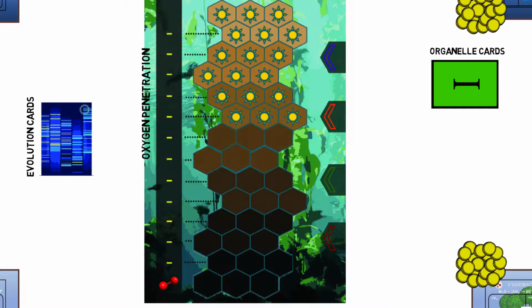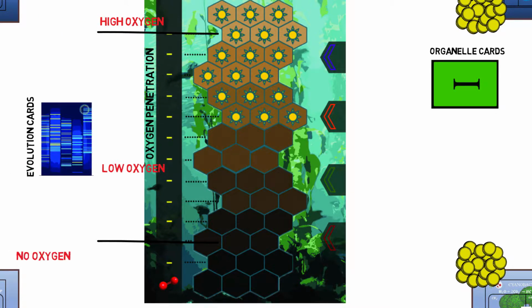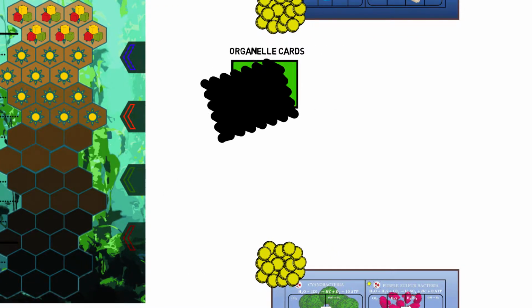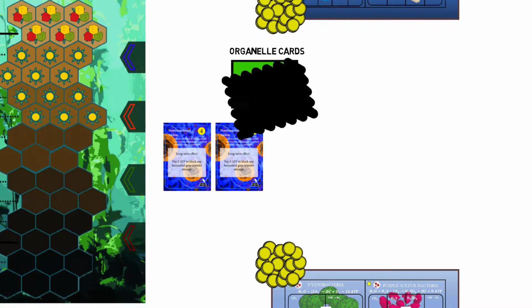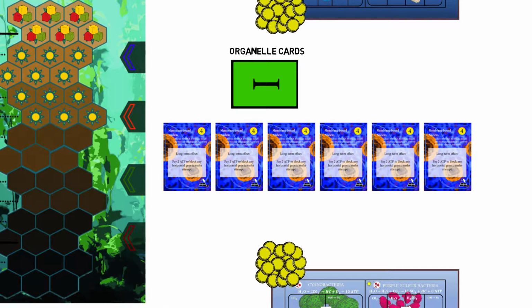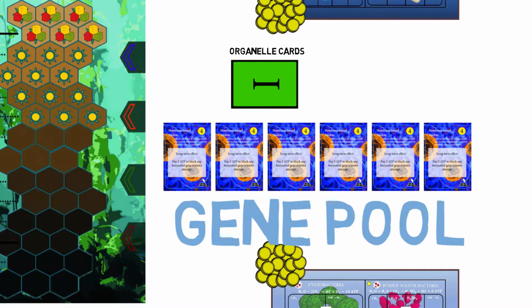On the central board, place the 2 oxygen penetration markers indicating the regions of high, low, and no oxygen. Place the initial resources as stated in the instruction manual on the hexagonal spaces on the board. Draw the first 6 cards in the organelle deck and place them face up. These make up the gene pool for this generation.